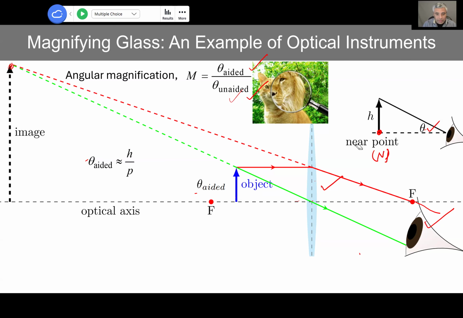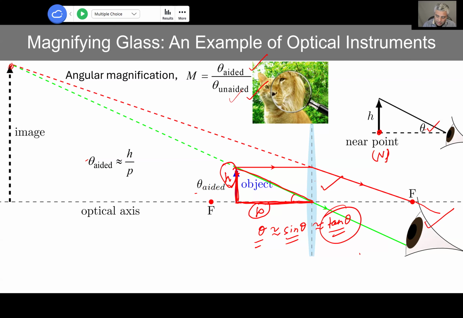Usually these angles are small angles, so we can approximate them. When the angle is small, theta is very close to sine theta, and that is very close to tangent theta. All these numbers become very close in radians, okay? If I think of this as a right triangle here, this is the object height, and this is the object distance, which is p. The ratio of this height and this object distance is opposite divided by adjacent, and opposite divided by adjacent is given by tangent theta, which is very close to theta.